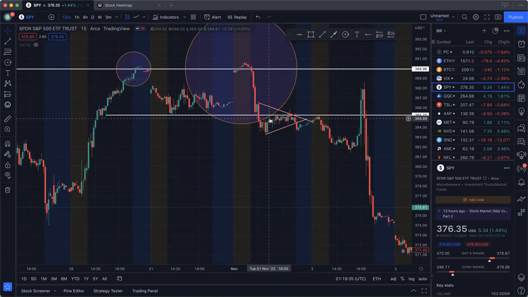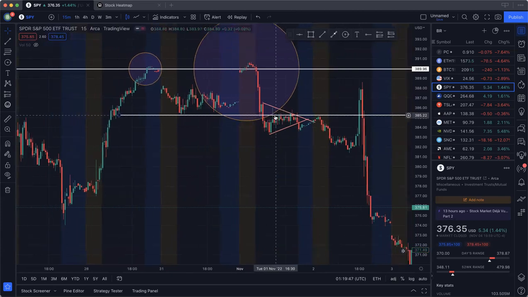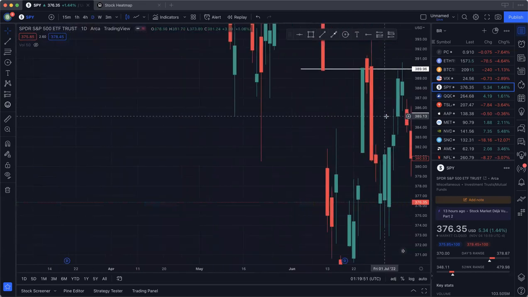So you would have got in at 385 and would have been able to peak out at around 381. So a $4 move, almost a full percent move on the S&P 500. So that's pretty good. So that's the whole idea behind moving between these time frames.